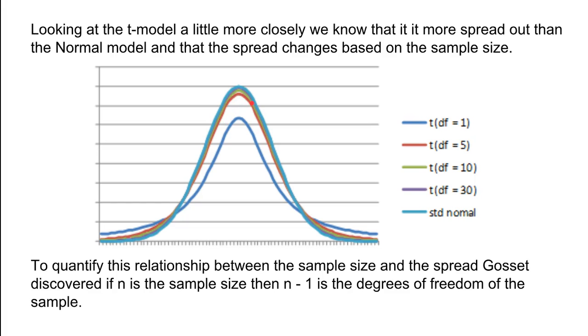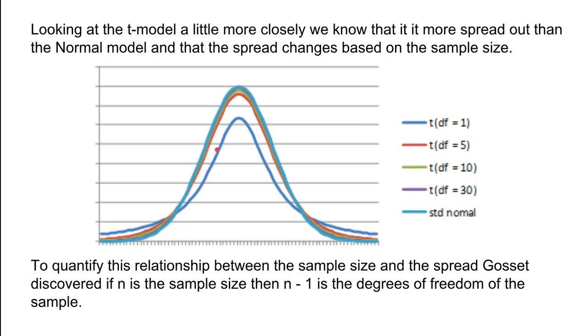So we got this blue one, we got this red one, we got the green one, then we got this purple one. I'm really messing up my colors here. We got this purple one that you could barely even see because it is so close to the normal model for really large sample sizes.